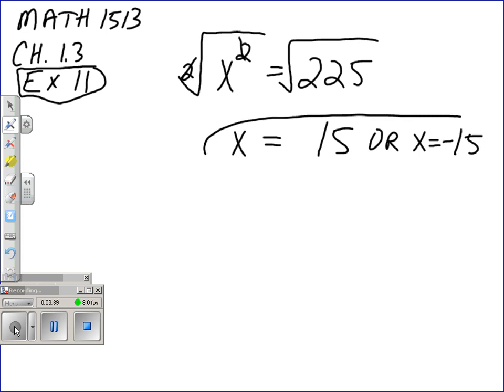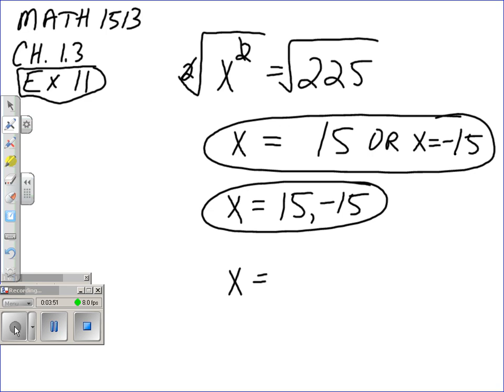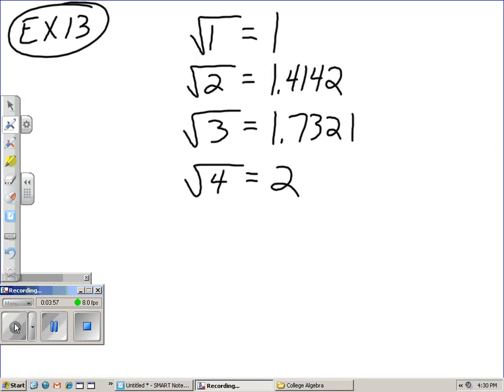That's a long way of writing your answer. A shorter way of writing the same thing could be like this with a comma separating them. That's just fine. Probably the shortest way of writing the answer is putting your 15 with the plus or minus sign. And that's what I usually do. That's the easiest.